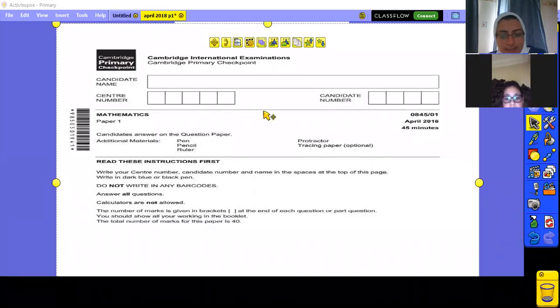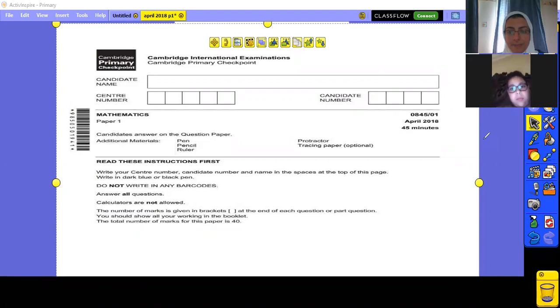Okay, hello Year 6. Today it's the 19th of March. I'm going to give you the model answer for April 2018, as you see here. Paper one model answer. So now, let's go quickly and start giving you the model answer.